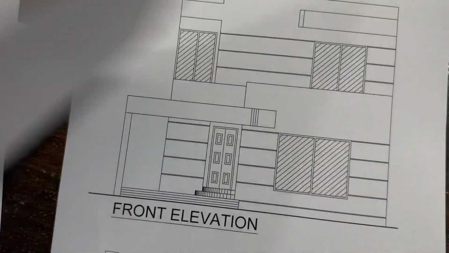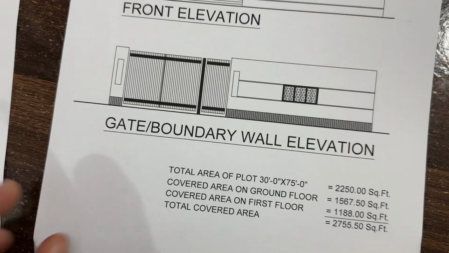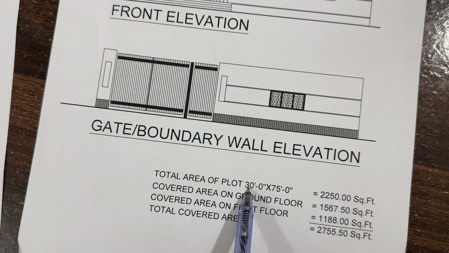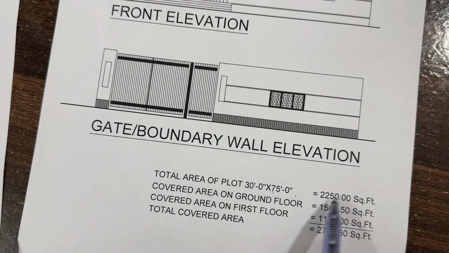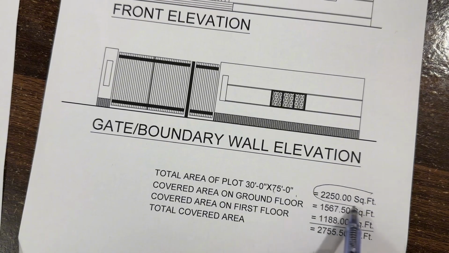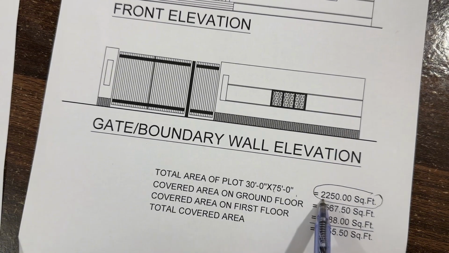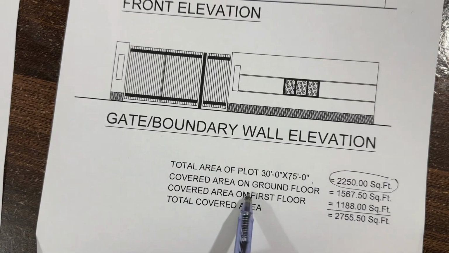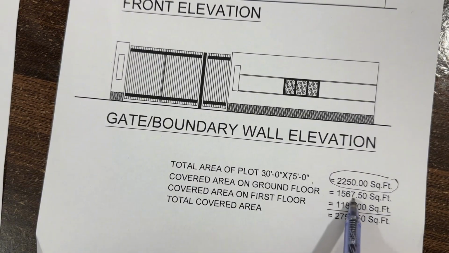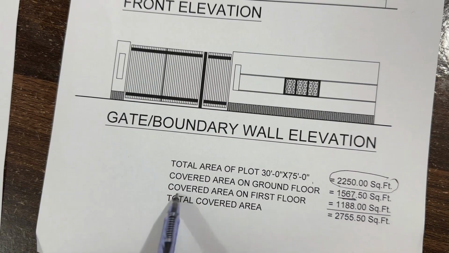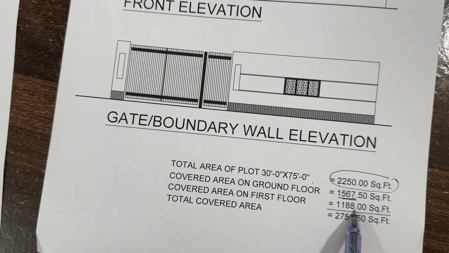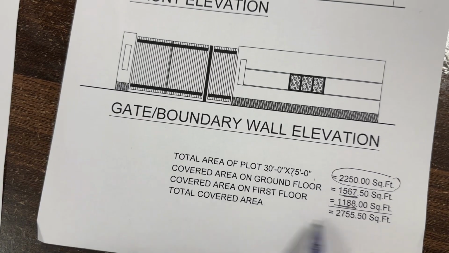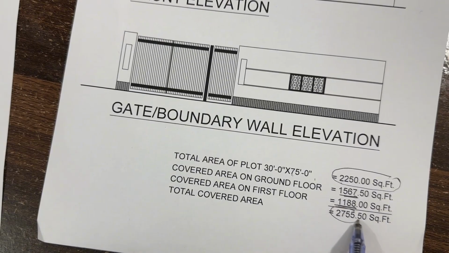Now let me guide you for the front elevation. Guys, you can see this is its front elevation. So total area of plot is 30 feet by 75 feet, where we have the total area 2250 square feet, and the covered area, guys, you can see here on the ground floor we have 1567 square feet, and the covered area on the first floor 1188 square feet. So the total covered area is 2755 square feet.